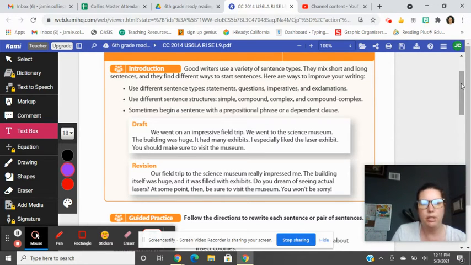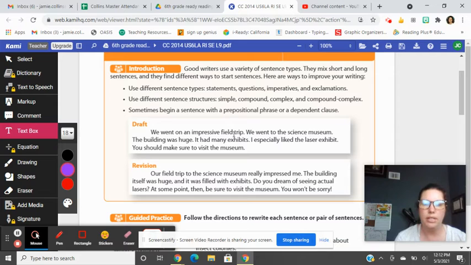Our field trip to the Science Museum really impressed me. So instead of saying that it was an impressive field trip, we could say that it really impressed me. The building itself was huge. Okay, that takes care of that sentence. And it was filled with exhibits. Okay, so we combine these 2 sentences just like we combined these 2 sentences.